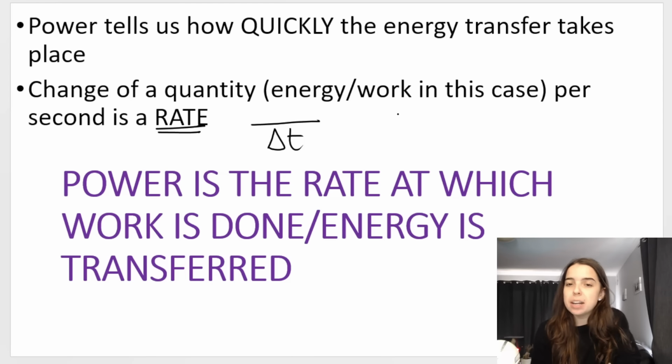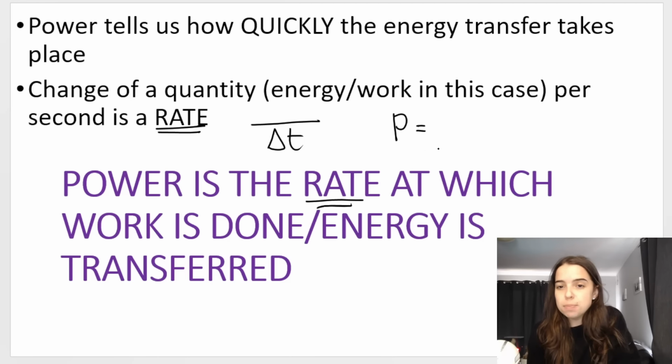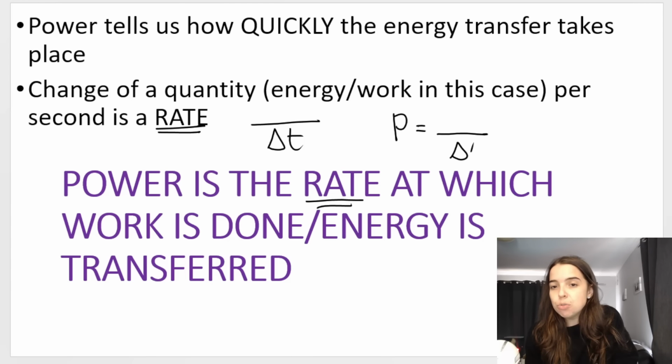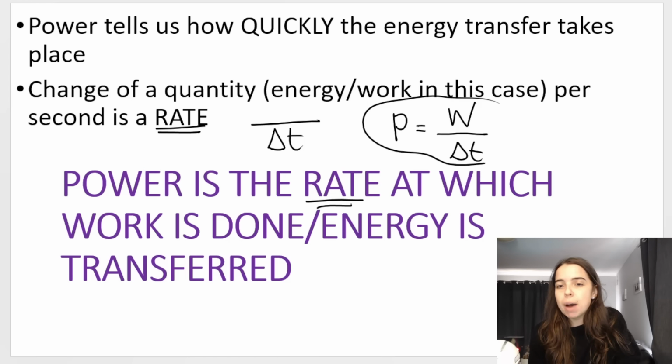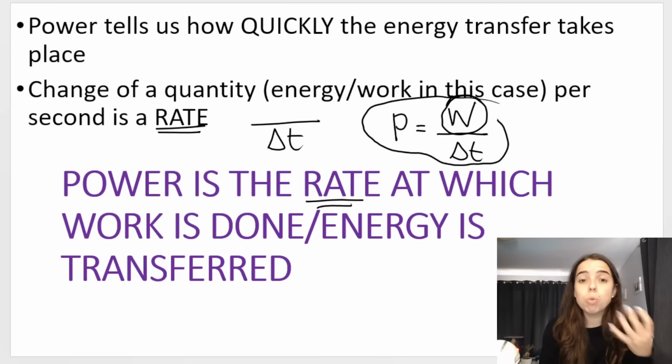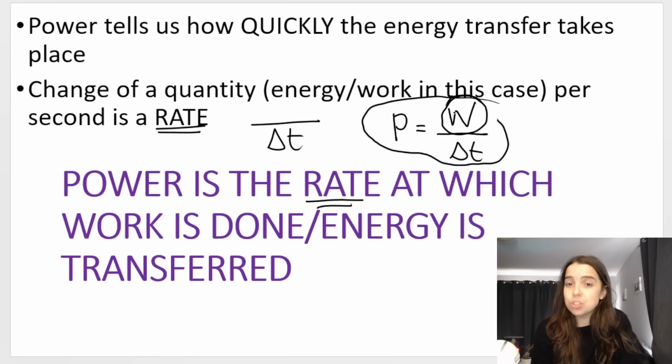So we can write the formula like this. Power is equal to the rate. Rate means divided by time, the rate at which work is done or energy is transferred. So this is the basic formula for power. Power is equal to the work or energy, or the rate at which work or energy is transferred.